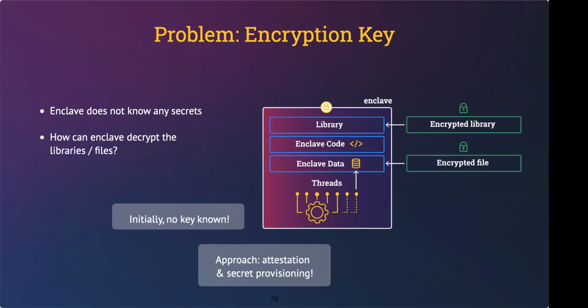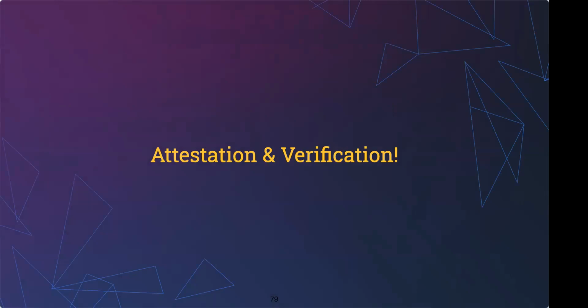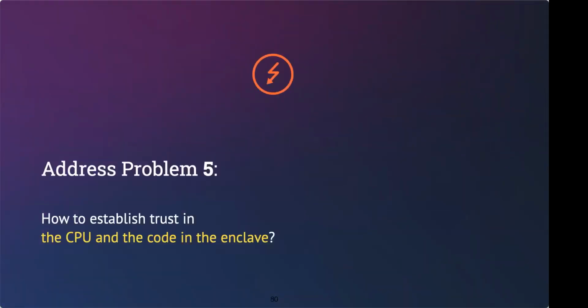And so how do we know that we can trust the code that is inside of the enclave? For that, we need something that is called attestation and secret provisioning. I still have a few minutes. I want to focus on that attestation verification, because that is one of the most important parts of confidential computing. What we want to address is this problem 5 from before. So how can we establish trust in the CPU and the code that is in the enclave? And so let me zoom into that aspect, because that, I think, is one of the most fundamental and important parts of confidential computing.